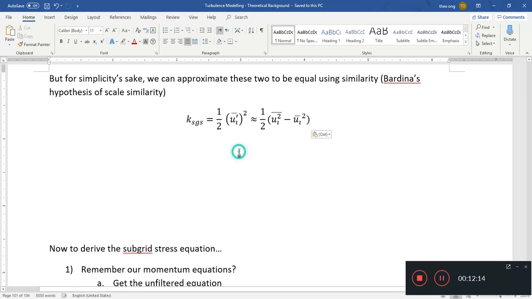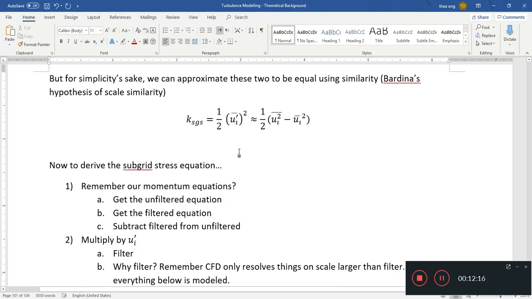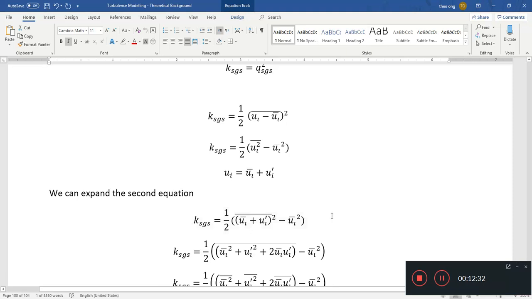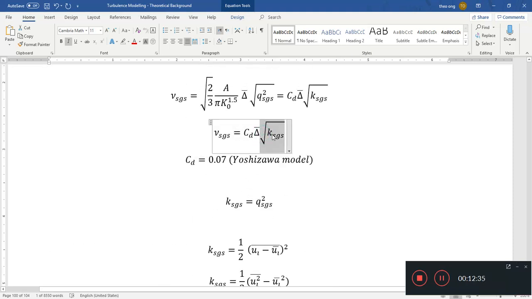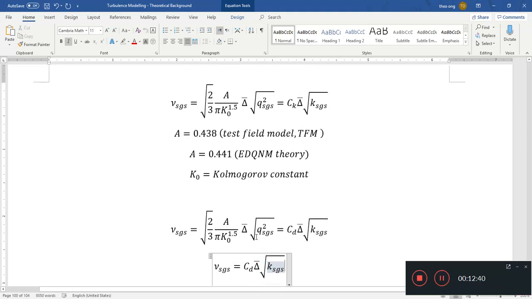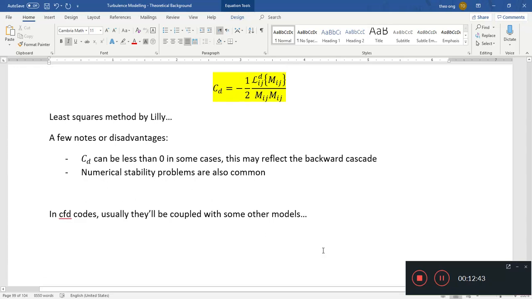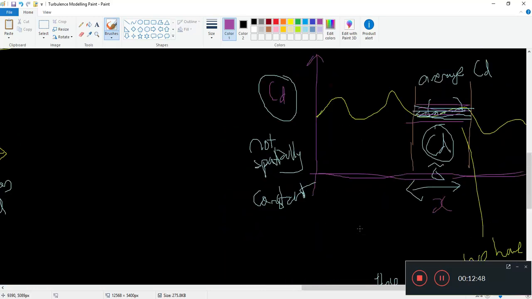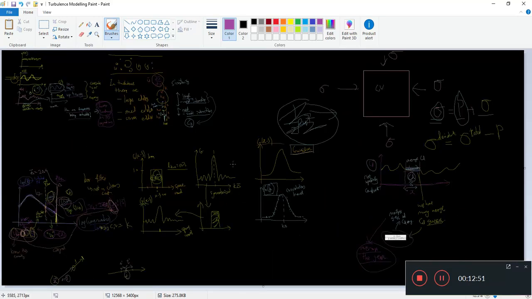I'll try to get a way of deriving this KSGS equation. So to derive the subgrid stress equations for this velocity, to derive this transport equation, remember the reason why we are doing this is to help us solve for a varying value of KSGS throughout your whole model, so that you can keep track of, let's draw a diagram. This diagram here.